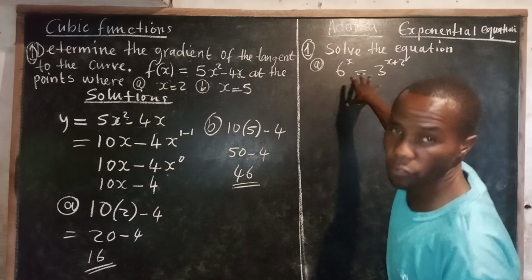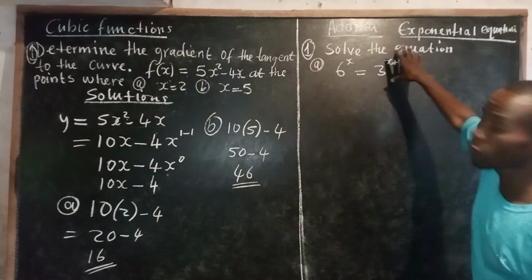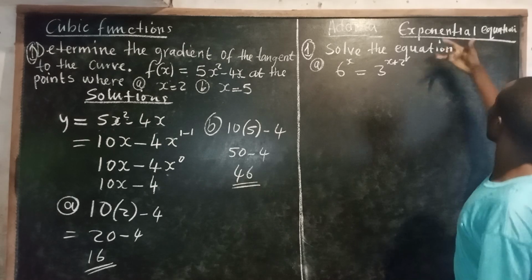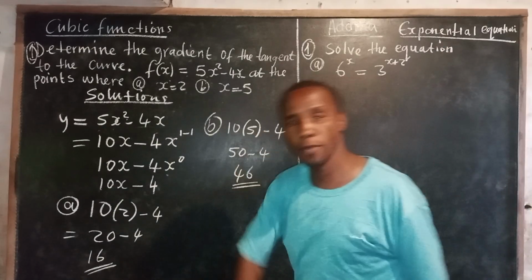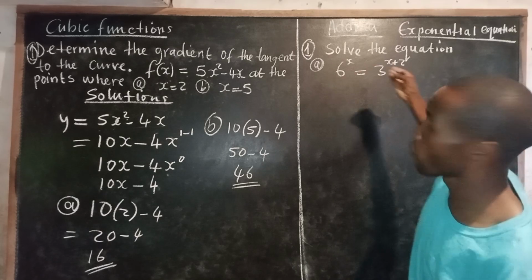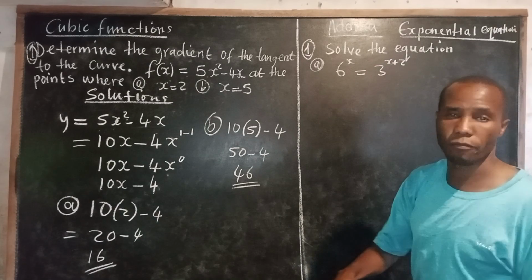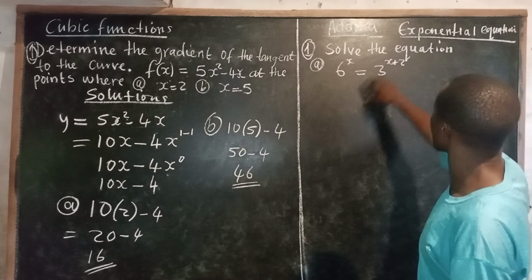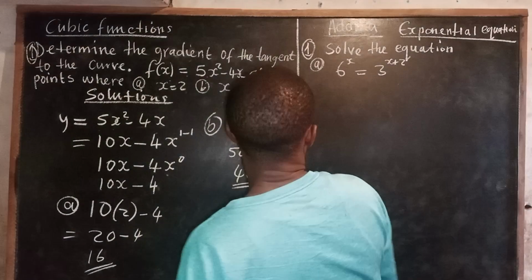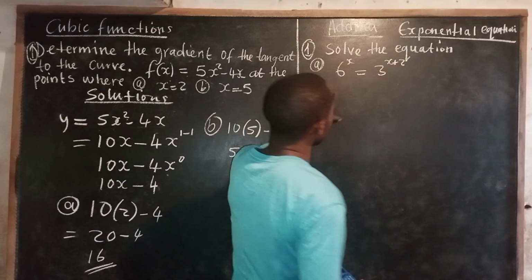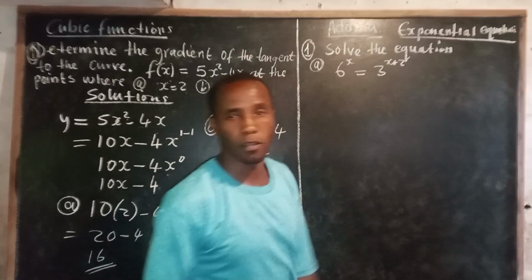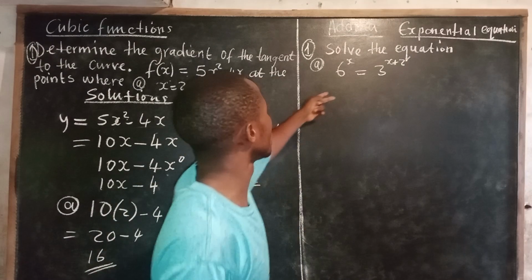Today's lesson is the question that is displayed on the chalkboard. Remember, we are still on exponential and logarithmic equations. In the previous lesson, we looked at how we can solve logarithmic equations. Today we are looking at exponential equations. So now, how are we going to move? What are we supposed to do to proceed from this point?